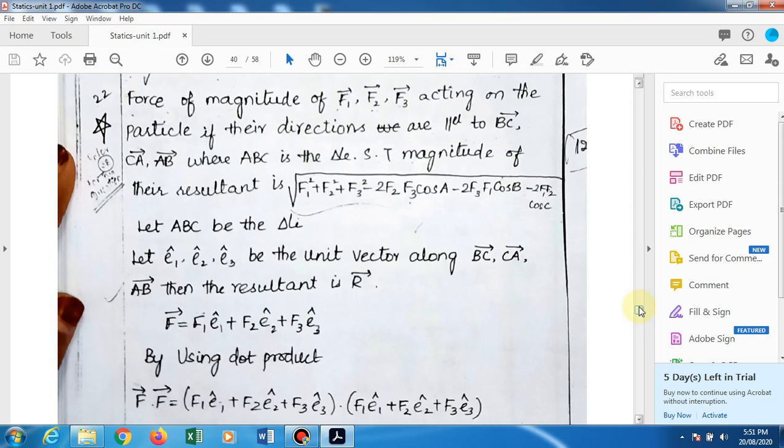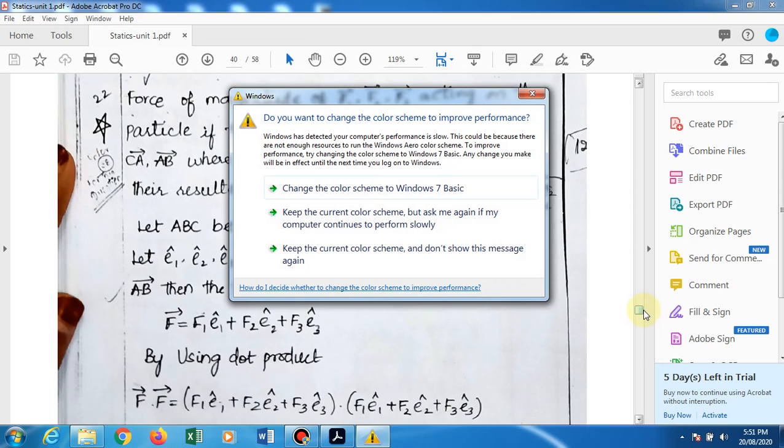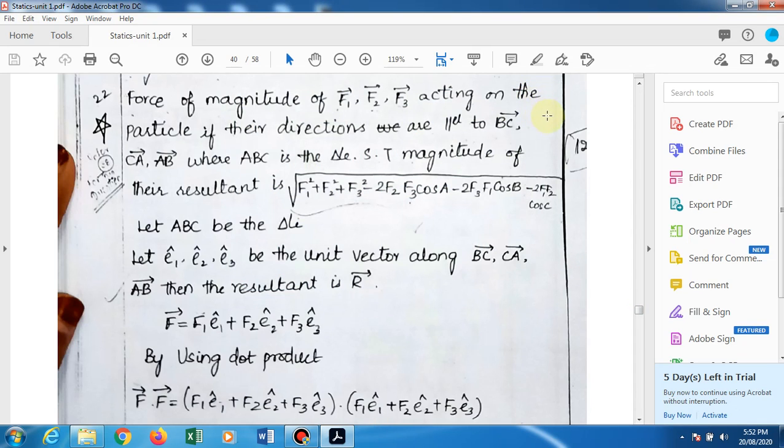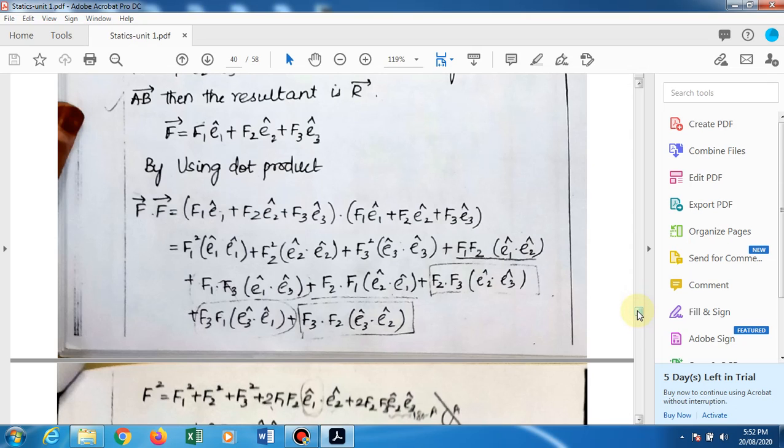By using the dot product, F vector dot F vector, you multiply the two F vectors, each equal to F1 E1 cap plus F2 E2 cap plus F3 E3 cap. You multiply, girls, and you will get F1 square E1 E1 cap plus F2 square E2 E2 cap plus F3 square E3 E3 cap plus F1 F2 E1 cap E2 cap, like that you will get.